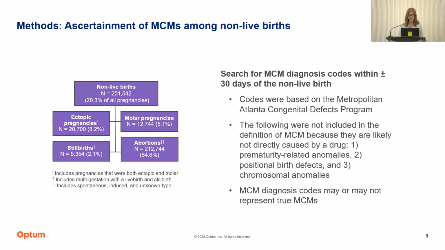birth. And I'll note that we did not include a few things in our definition of MCM because they're likely not directly caused by a drug, which is usually what we're interested in, in particular, chromosomal anomalies. So when we get to some of the tables showing frequencies of MCM codes and you're wondering why chromosomal anomalies aren't on there, that's why.